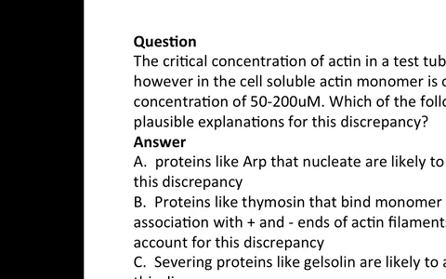Okay. So this is just a quick practice problem. The critical concentration of actin in a test tube is less than 1 micromolar. However, in the cell, soluble actin monomer is at a much higher concentration. Which of the following are plausible explanations for this discrepancy? So go through the options on your own or with your friend, and then we'll take a vote.